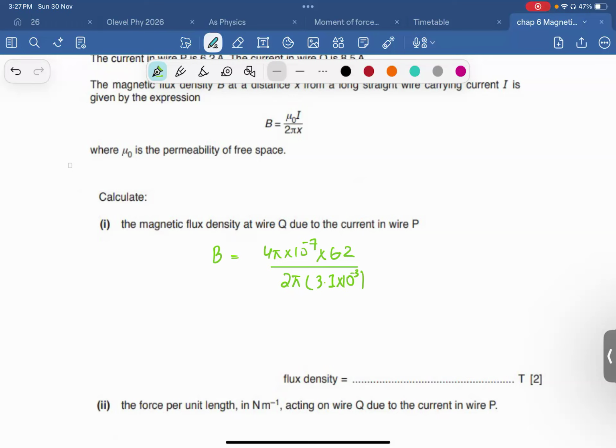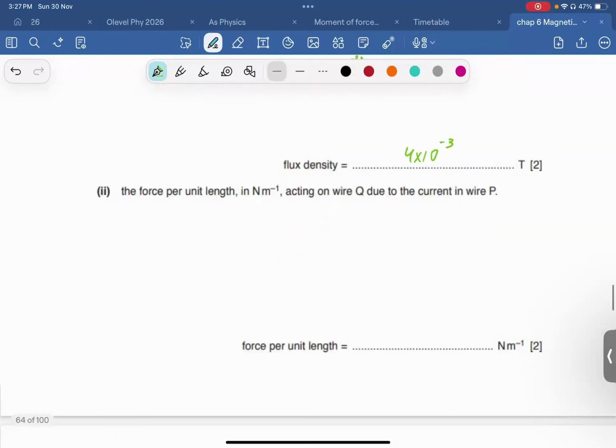Yeah. So you okay? So what's the answer? 4 exponent negative 3. Yes? Good. Fine. Please move on.